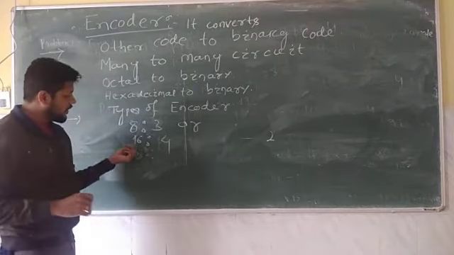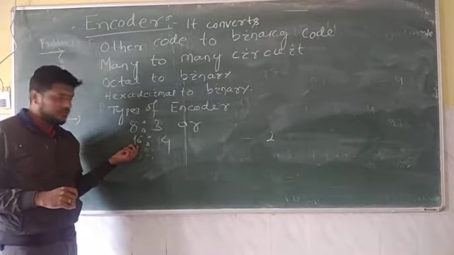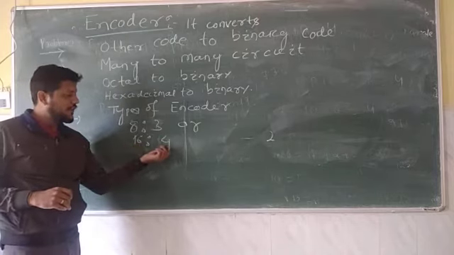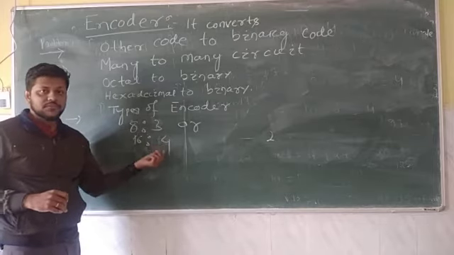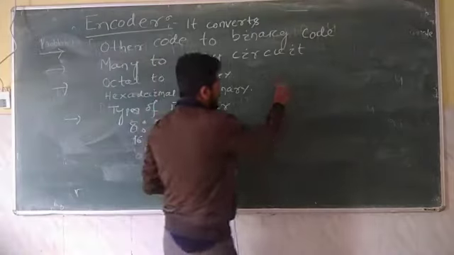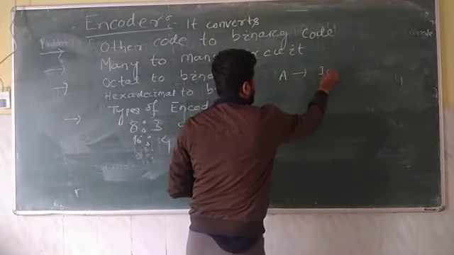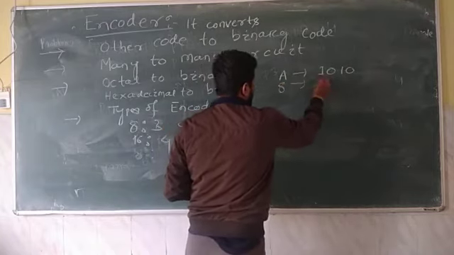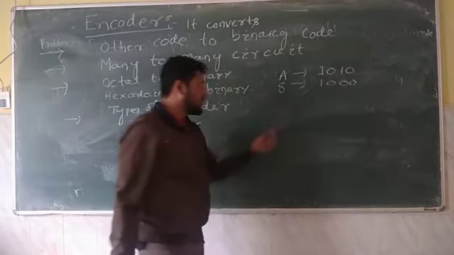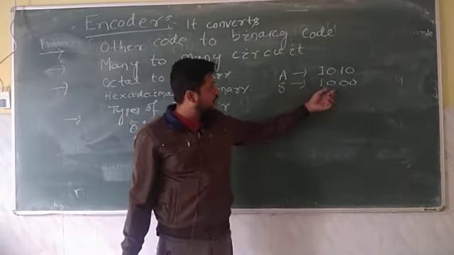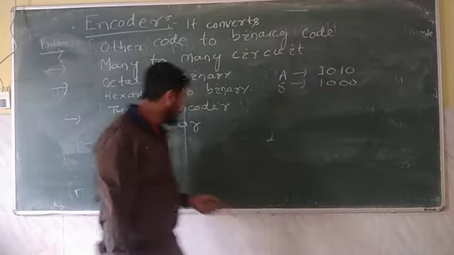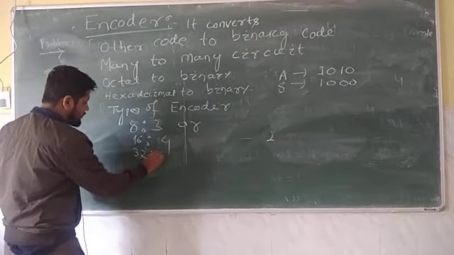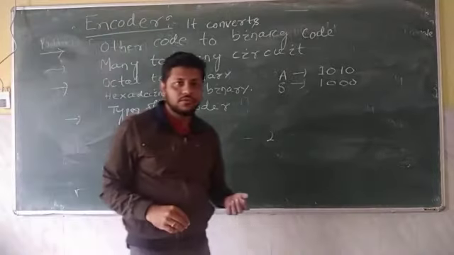For example, hexadecimal. In hexadecimal we have 16 numbers, that is 0 to 15. Now each number is coded as binary, that is 4 outputs. For example, if you have the hexadecimal number A, its binary equivalent is 1010. The hexadecimal number 8, its binary equivalent is 1000. So each number is coded in binary as 4 bits. Hence, we need 16 inputs but 4 outputs. Similarly, 32 is to 5. So these are the types of encoder.